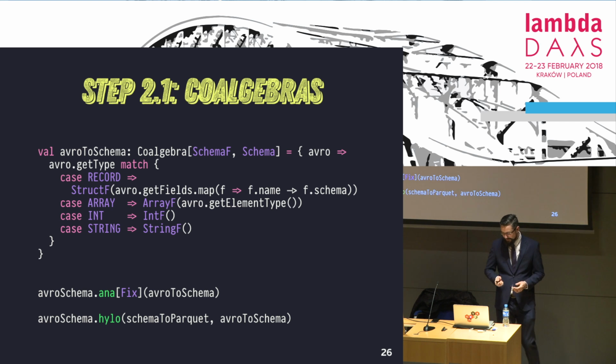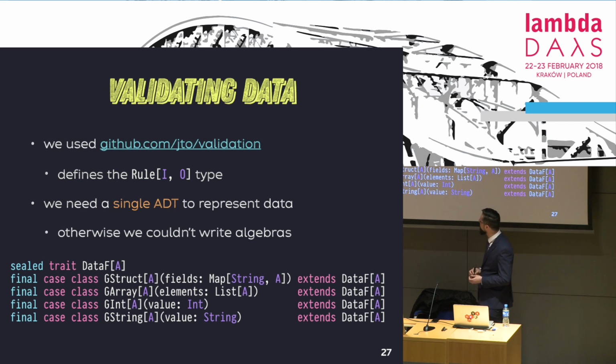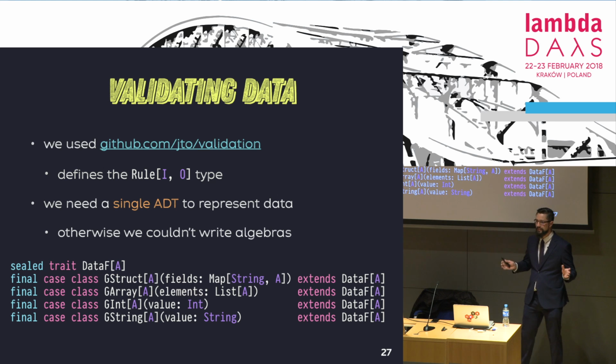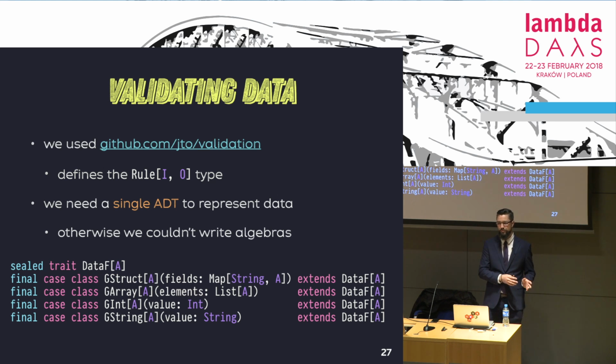Cool. So now I have played with schema enough. Let's validate data, because that's what we are tasked to do. For that, we used the JTO validation library, which is the JSON and CSV validation library from the Play framework, but it's distributed as a single library. It defines a type Rule, which is basically a function that will take an input, like JSON or CSV, and produce an output or a list of validation errors.